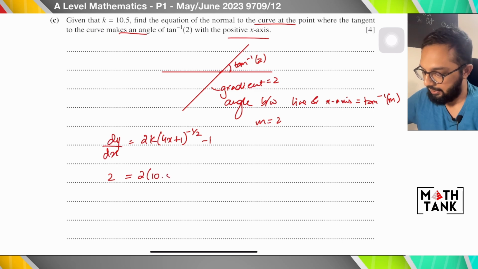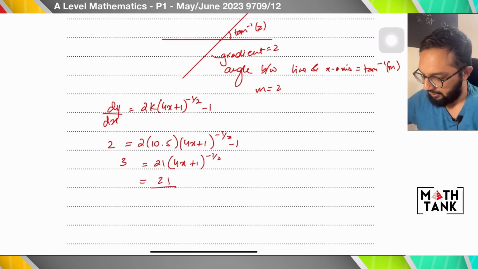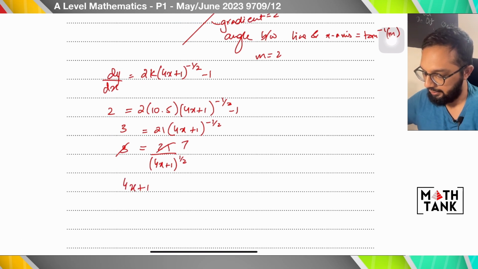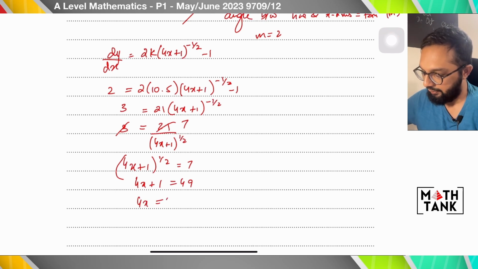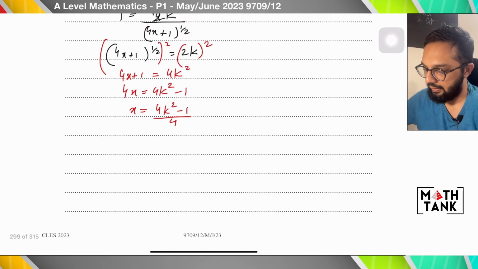k is also 10.5. So 3 equals 21 (4x plus 1) to the power minus half, which is 21 over (4x plus 1) to the power half. 3 times 7, cross multiply. So 4x plus 1 equals 49. 4x equals 48. x equals 12. So the value of x is 12.